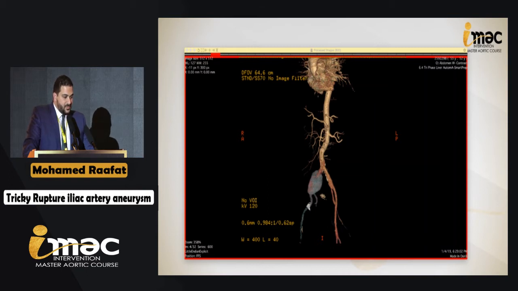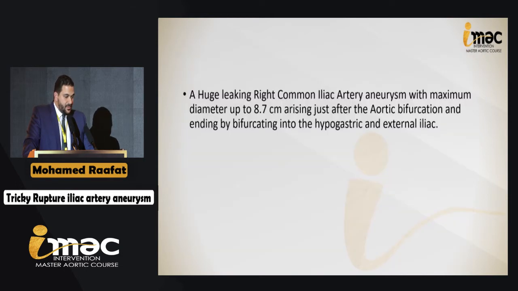So this is a 3D image of how the aneurysm looked like. So the maximum diameter of the iliac aneurysm was 8.7 centimeters. And as I said, the problem was that it was rising just after the aortic bifurcation, and it was ending by the bifurcation into the hypogastric and external iliac. And of course, it was quite clear in the CT that it was already leaking.